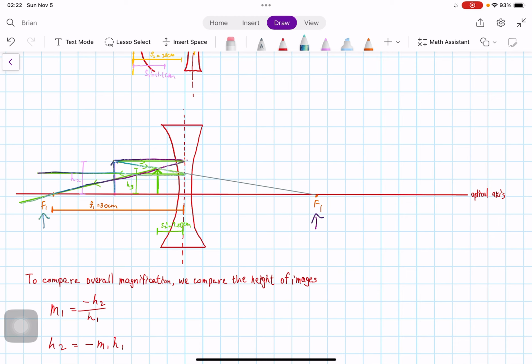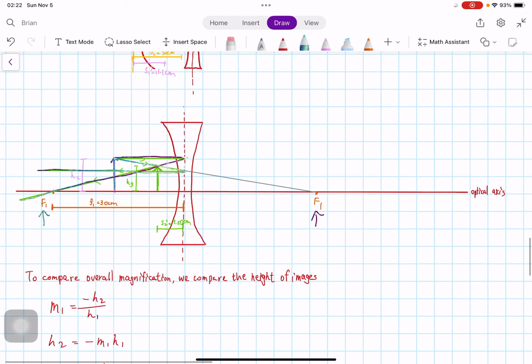And actually this should be virtual, and the actual refracted ray should be here. The same thing goes with the parallel ray. The refracted ray should be here, and the ray we're trying to draw when lining up the image should be virtual.